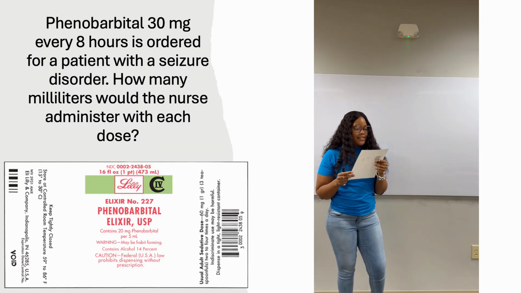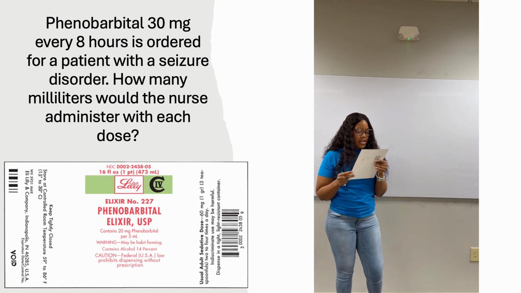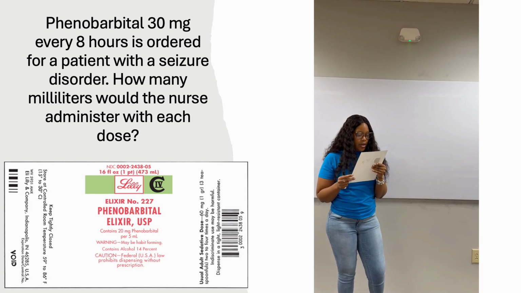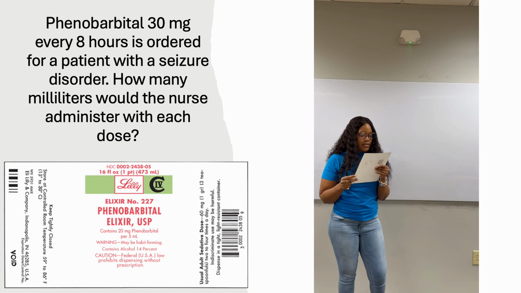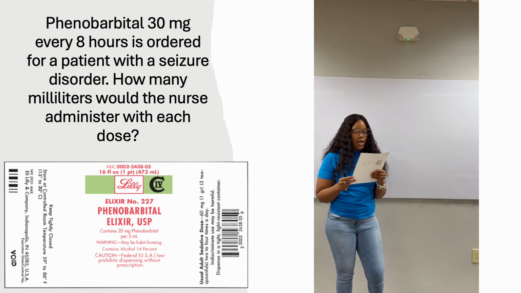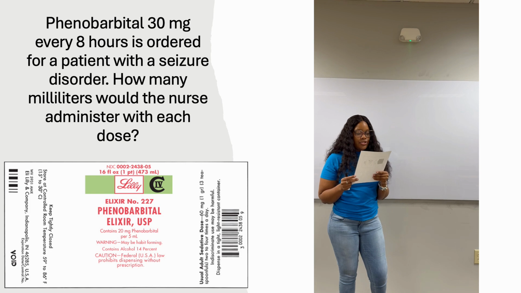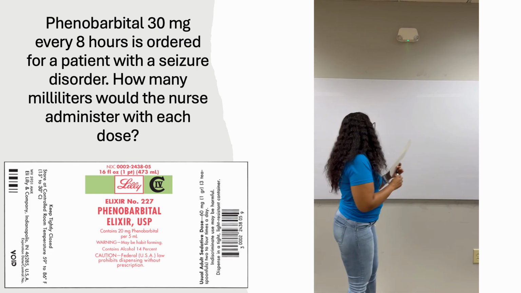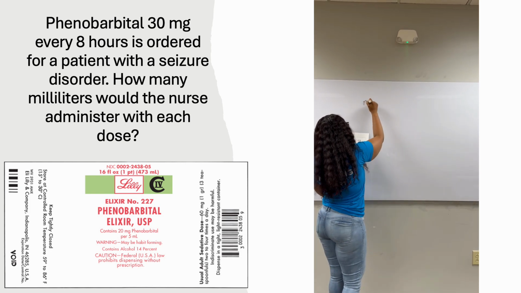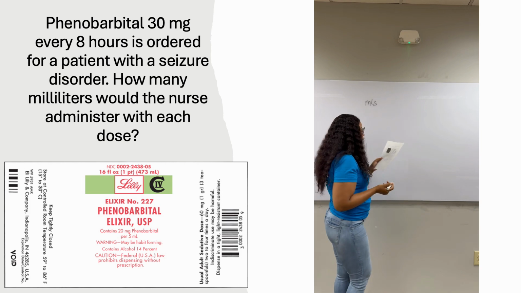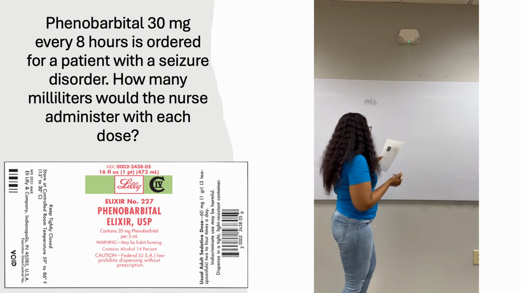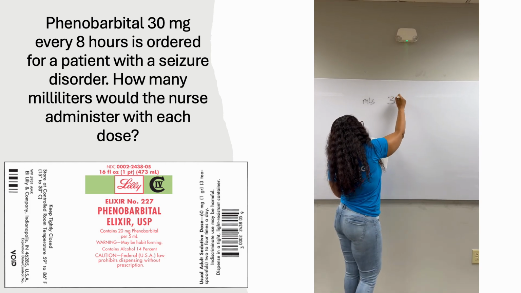The question says phenobarbital 30 milligrams every 8 hours is ordered for a patient with a seizure disorder. How many mLs will the nurse administer with each dose? And we're going to use the medication label that is on the screen. So we know our answer needs to be in mLs, so we're just going to write that to the side just as a little reminder. And let's start with the physician order, which is 30 mg.